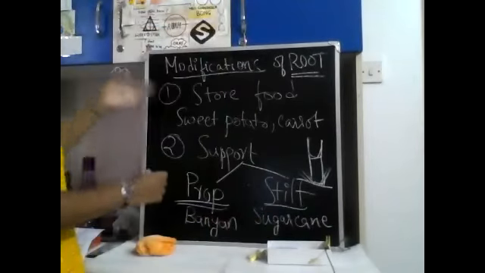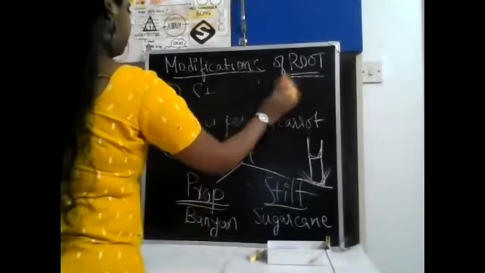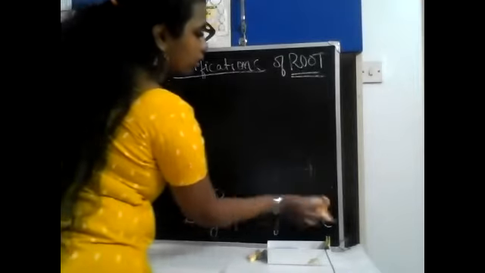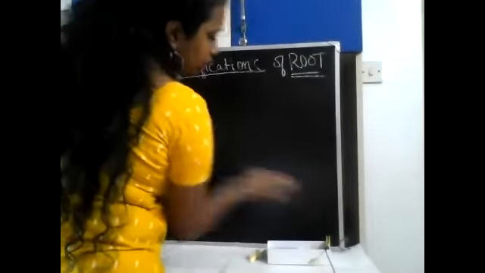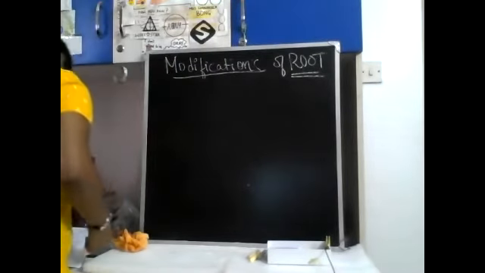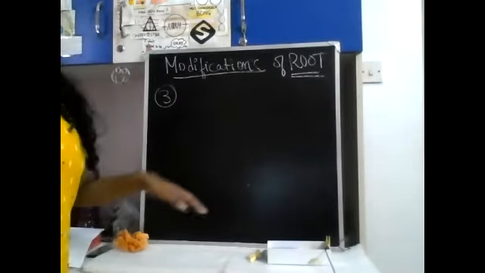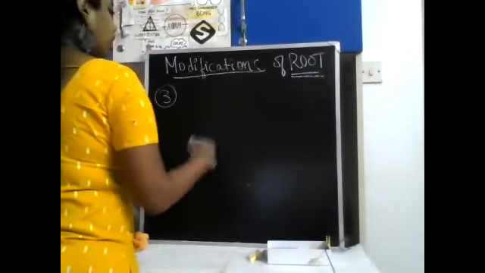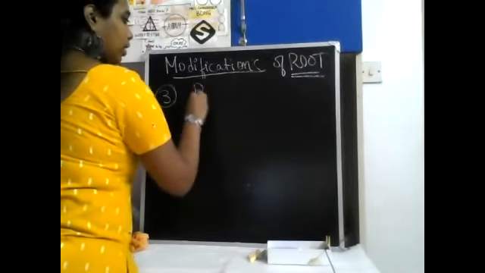All right, so we'll see two different modifications. We'll look at one more. Always remember to note down examples so that even if you don't note down the definition, with the example you can make out what type of root it is. So then we have the third kind of modification where roots function for extra support with respect to respiration.